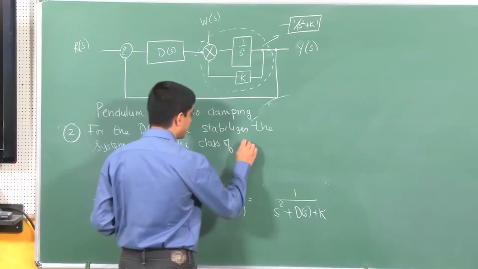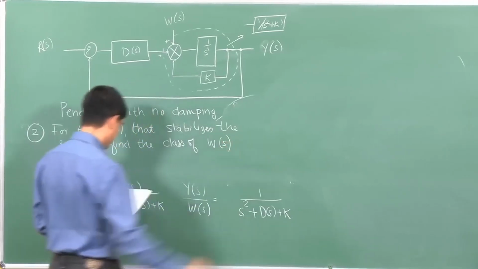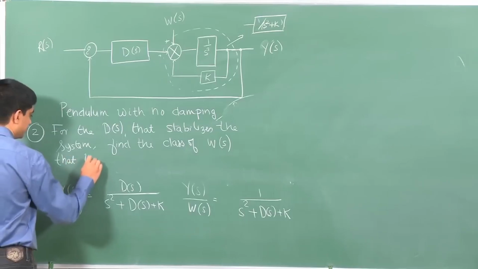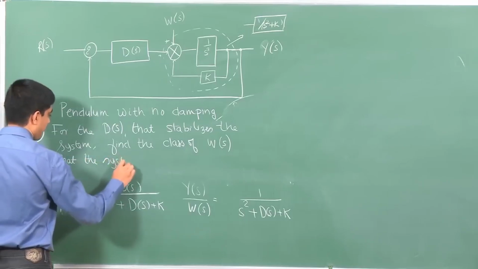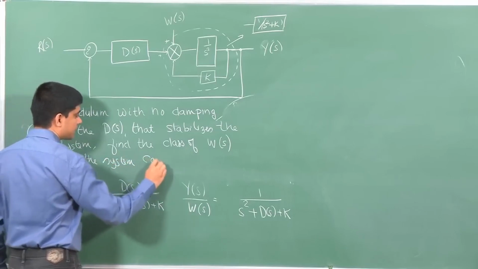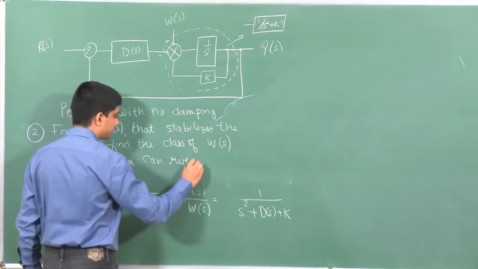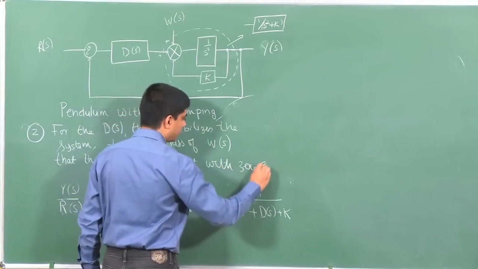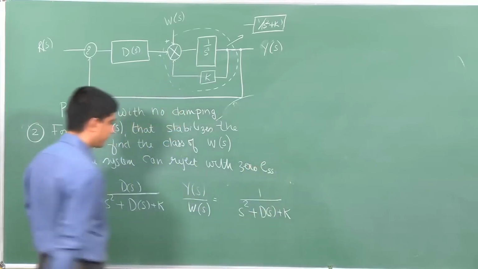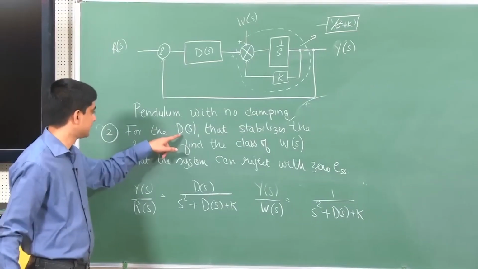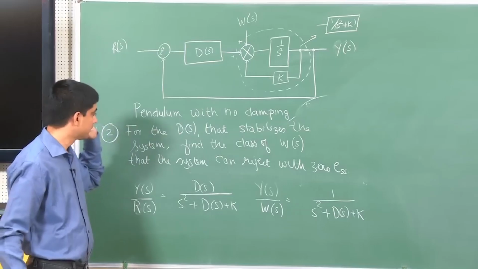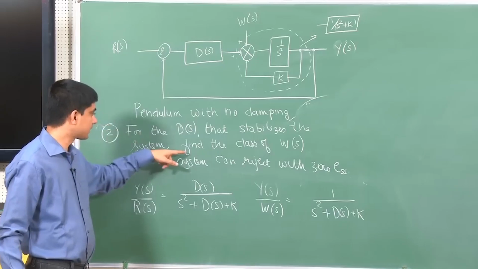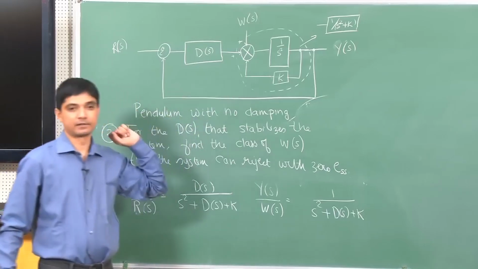the class of disturbance Wt or Ws that the system can reject with 0 steady state error. Okay. So, I need to find, well, for this ds which had a pole at the origin, I also assume that it stabilizes the system. What are the class of the disturbance signals that I can reject?